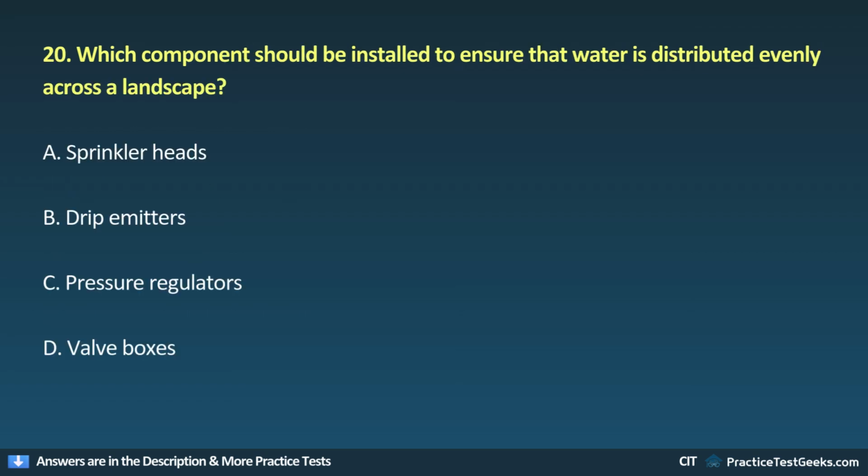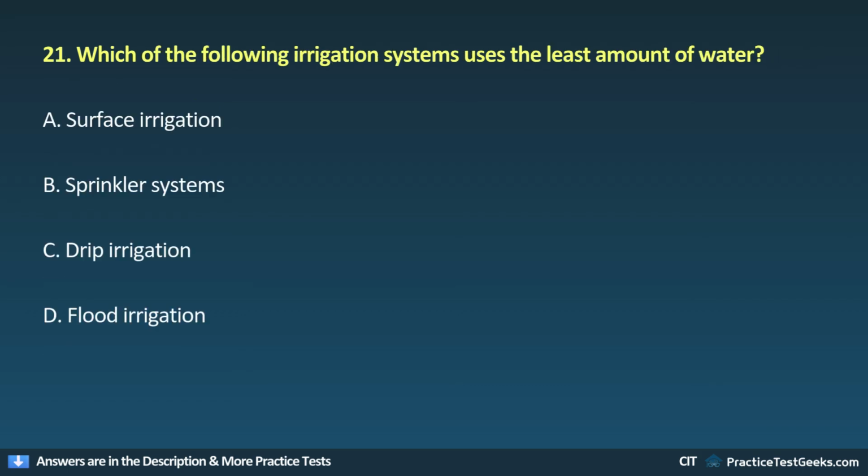20. Which component should be installed to ensure that water is distributed evenly across a landscape? A. Sprinkler heads. B. Drip emitters. C. Pressure regulators. D. Valve boxes. 21. Which of the following irrigation systems uses the least amount of water?